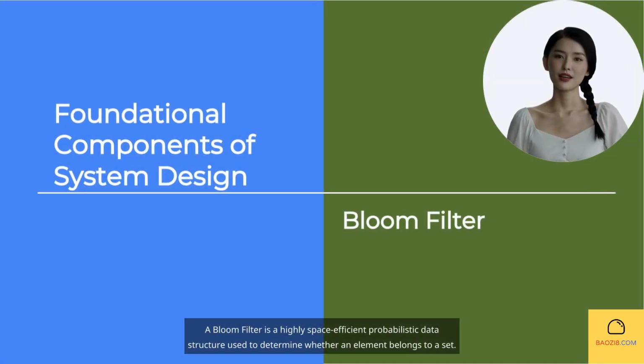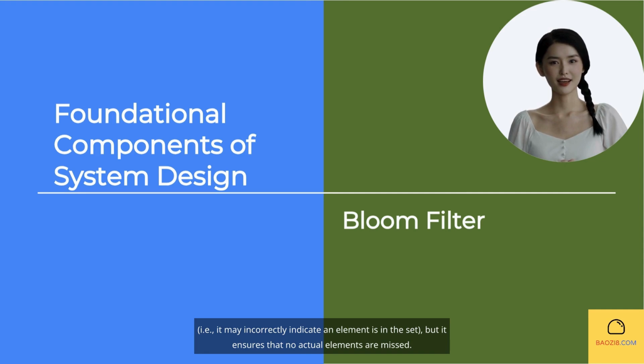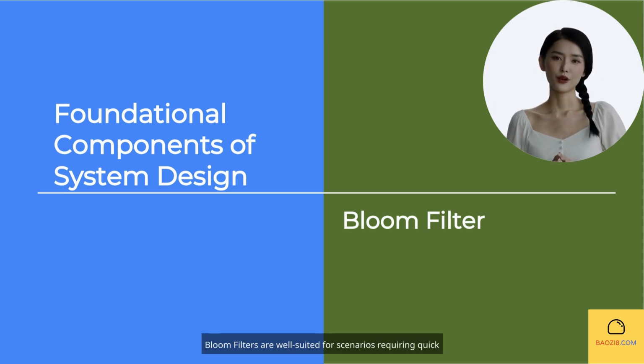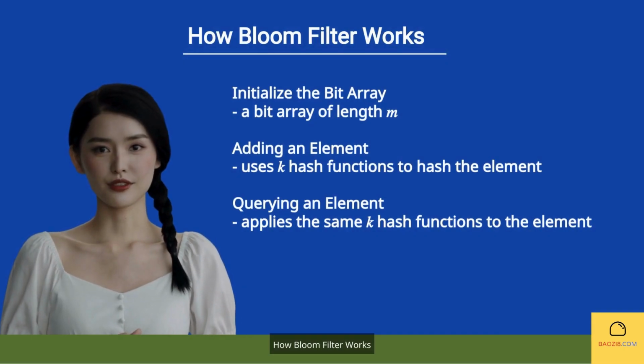A Bloom filter is a highly space-efficient probabilistic data structure used to determine whether an element belongs to a set. Its key feature is that it allows for a certain false positive rate, i.e., it may incorrectly indicate an element is in the set, but it ensures that no actual elements are missed. Bloom filters are well suited for scenarios requiring quick verification of element existence within large datasets, especially when space is limited. How a Bloom filter works.